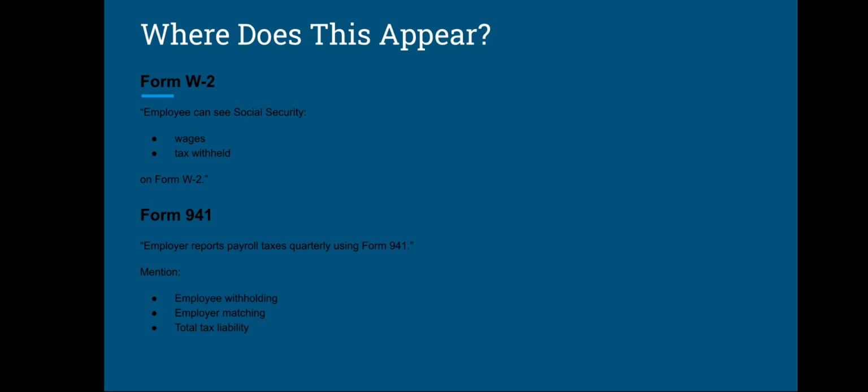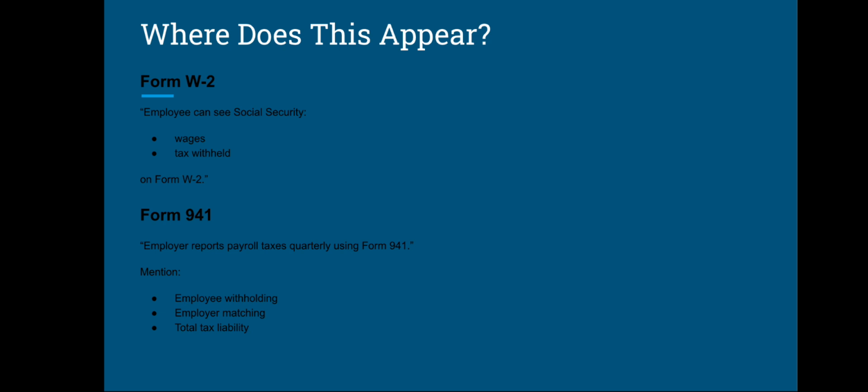So first it will appear on form W2. On form W2, the employee can see social security, where wages have been mentioned and tax withheld has been mentioned as well. So form W2 refers to the income proof form for an employee, and this will be issued by the company to the employee.